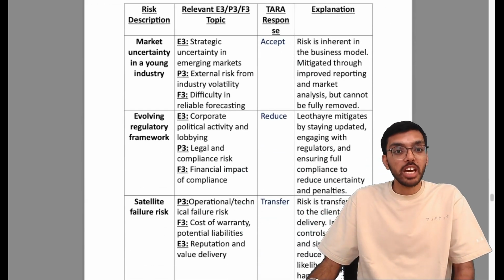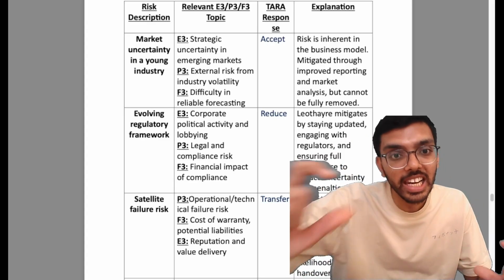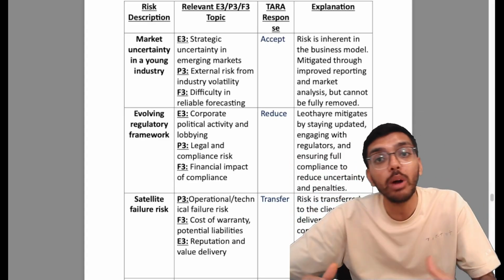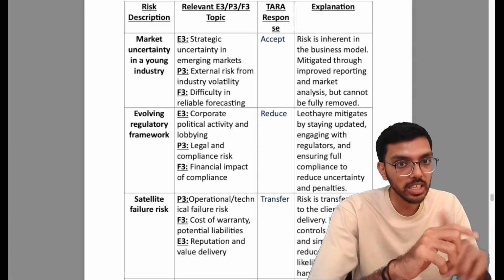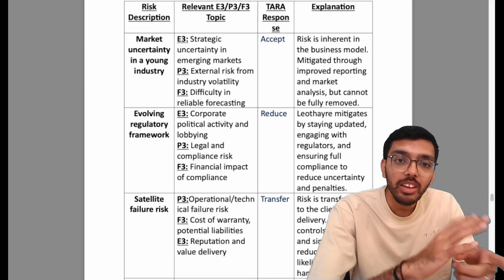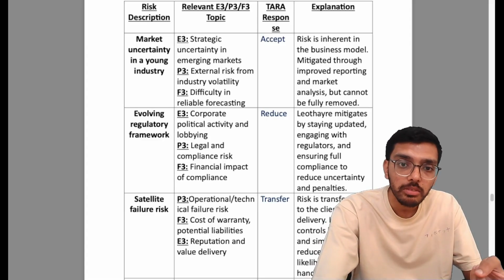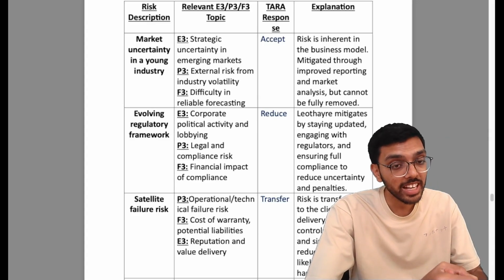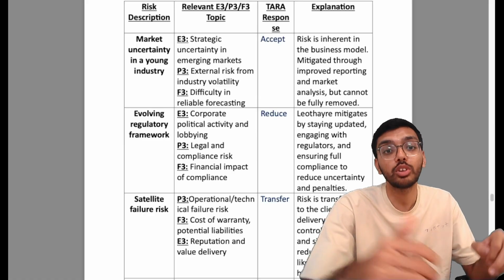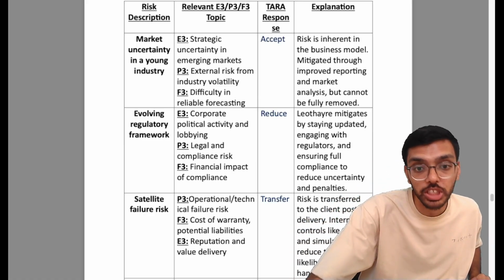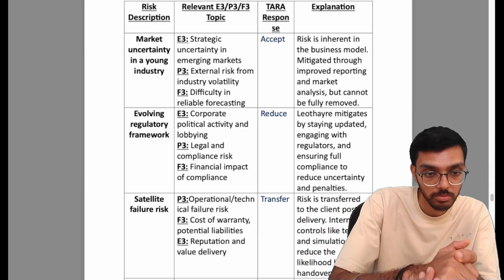So what I have done is I have created a matrix for you with the risk, the related E3, P3 and F3 topic, and how you can manage the risk. For market uncertainty, the first risk, what can we do? We have to accept it. This is the market which is changing. You can't do anything. You have to accept it. The second risk was the evolving regulatory framework, your political risk. So try to reduce it as much as possible by compliance, by being in touch with regulators.